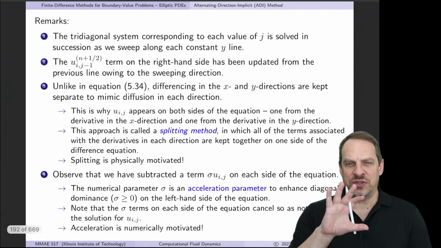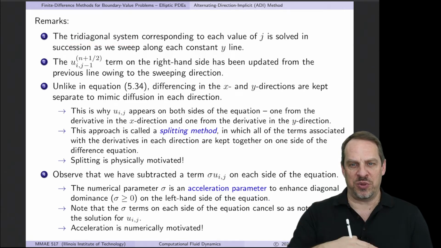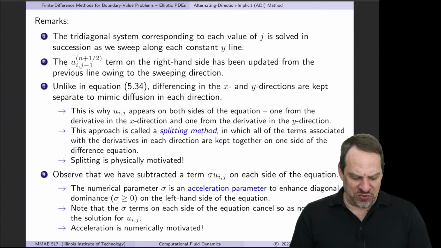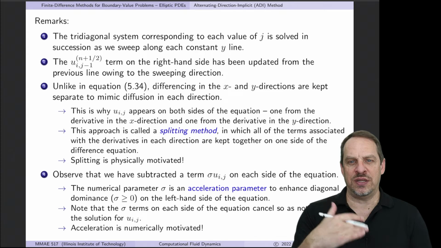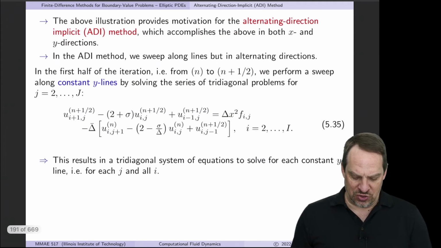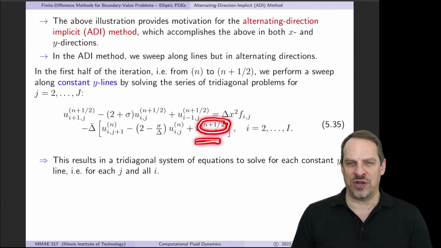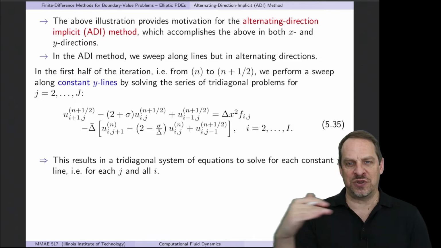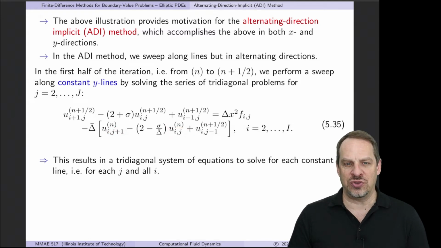So let me summarize this first half iteration. We have these tridiagonal systems to solve. We'll do them sequentially from the bottom to the top. As we said before, if a point has already been updated, then we will take advantage of that in our tridiagonal solve. So in this case, this point, the i j minus 1, is actually at the n plus a half iteration because it's already been updated in the previous y line that we solved. So that's reflected here with the superscript n plus a half versus the n for the other two terms.